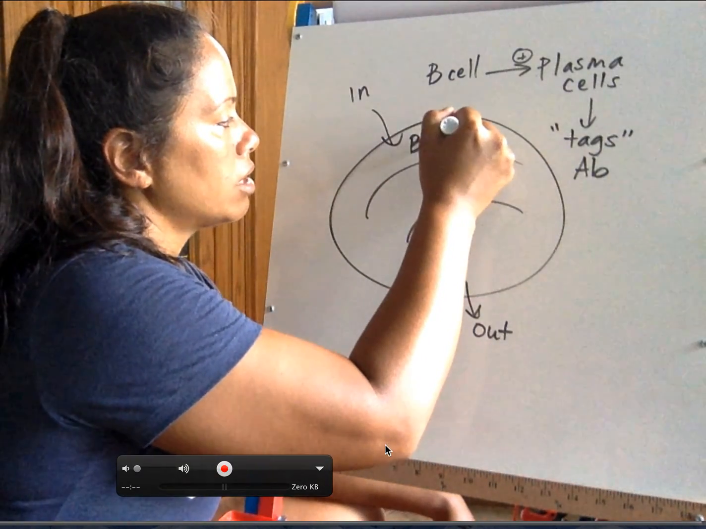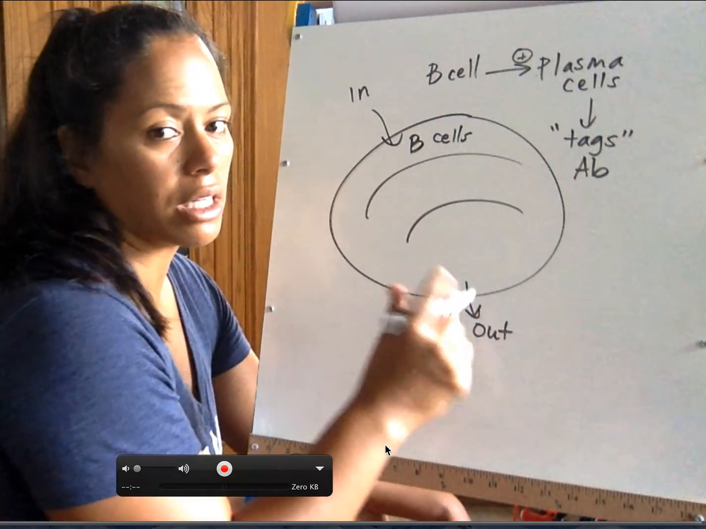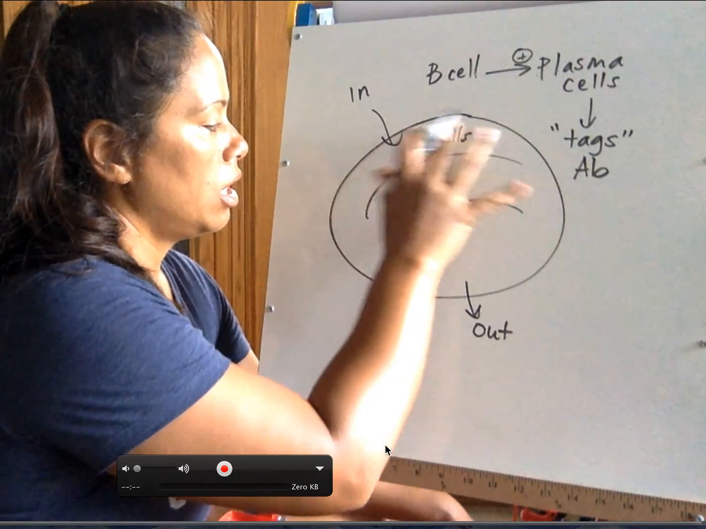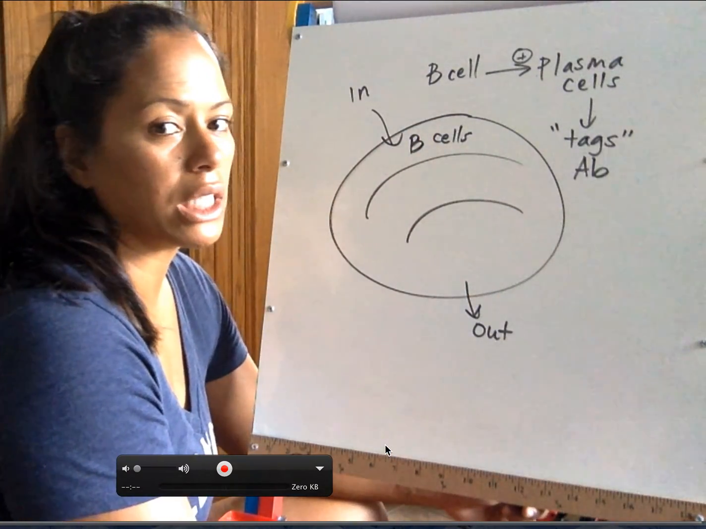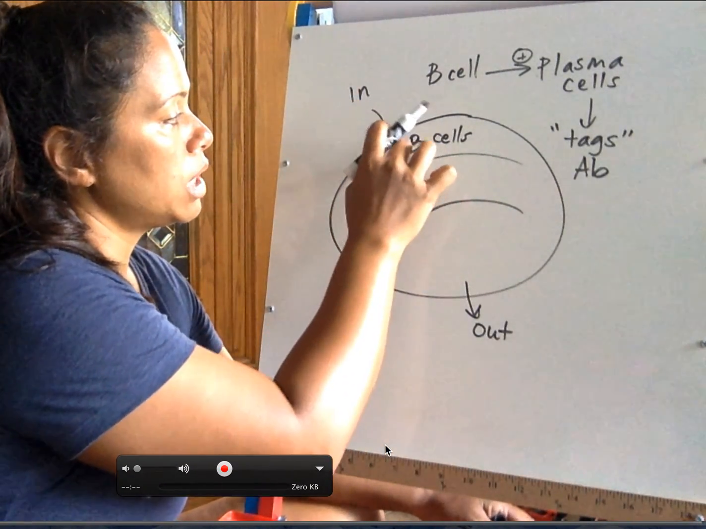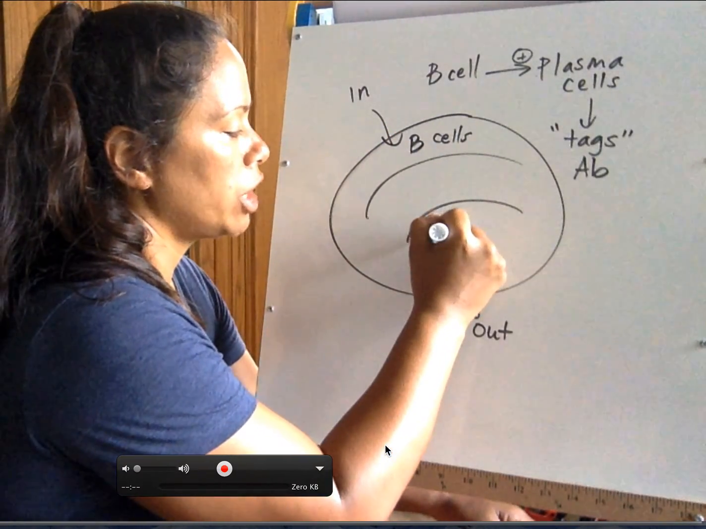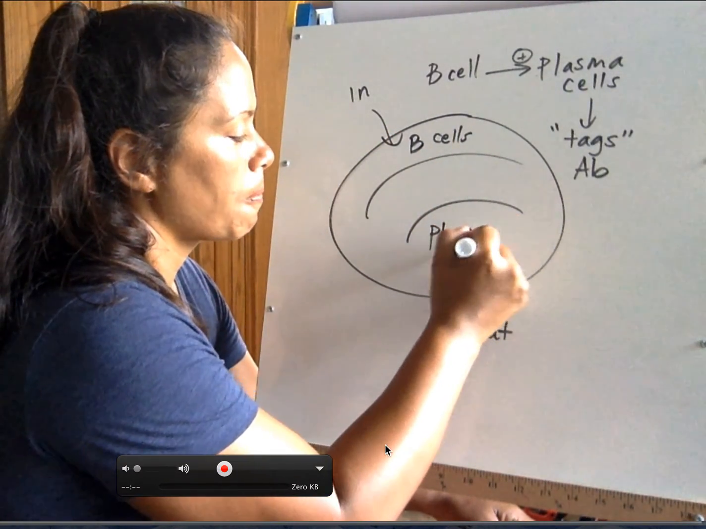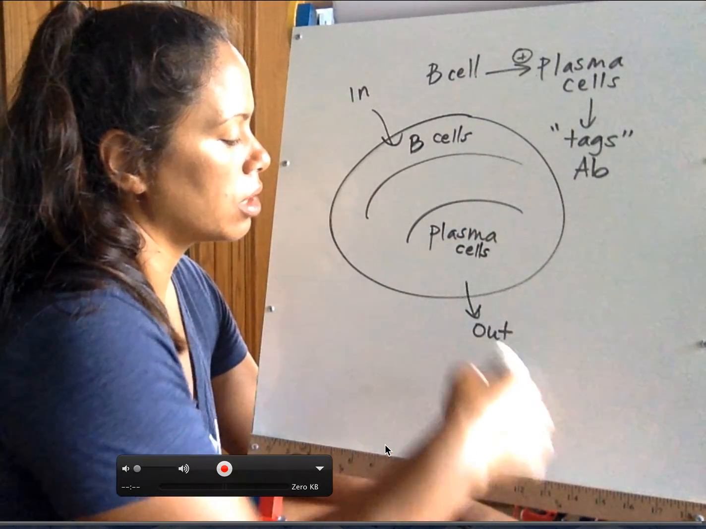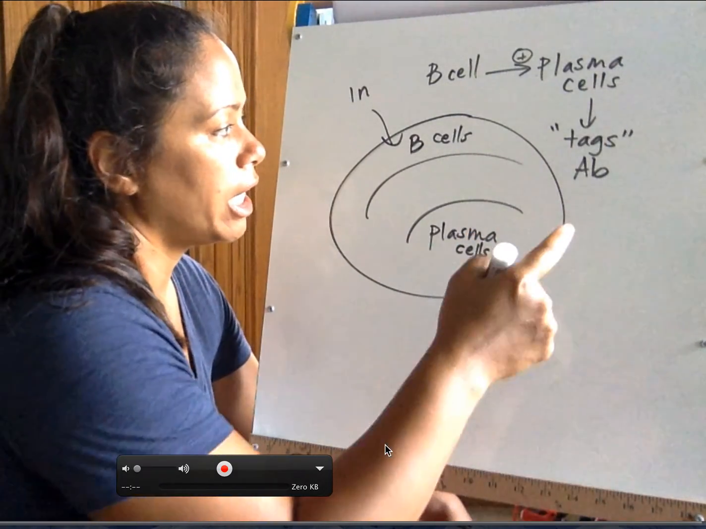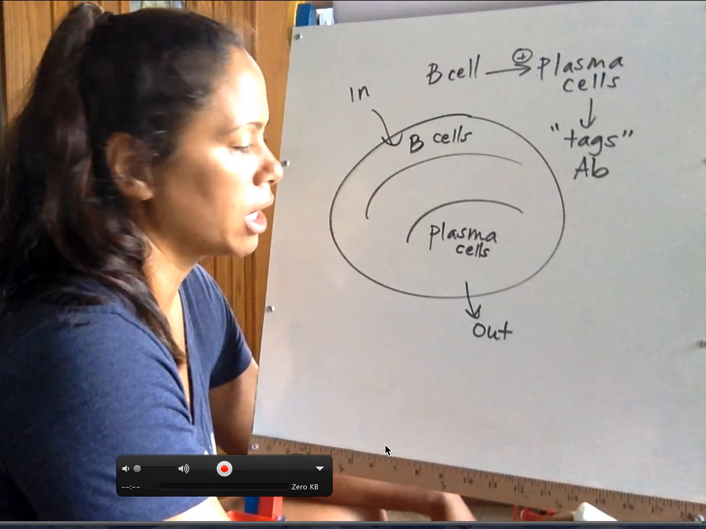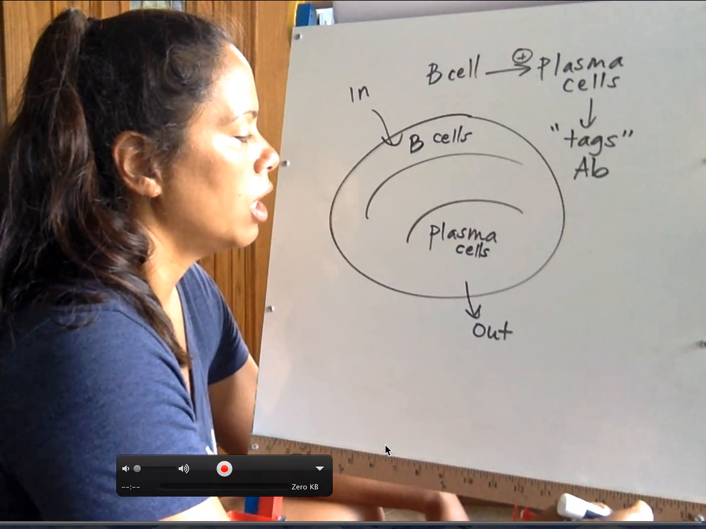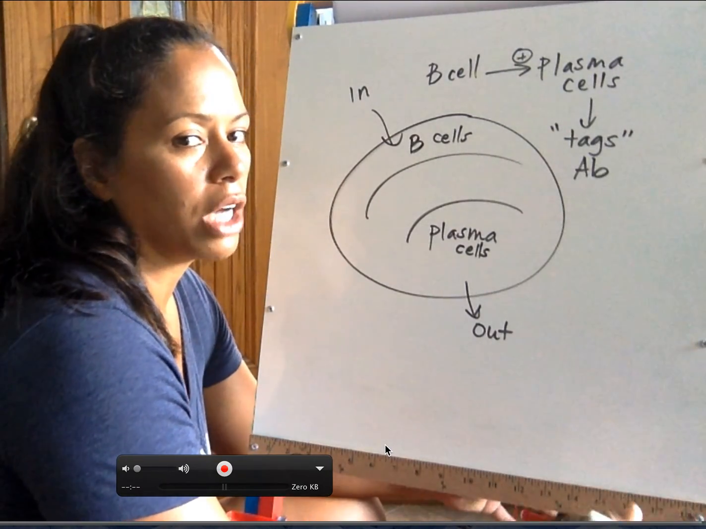So B cells on the outside, they are naive cells. That means they, at that point, have not recognized anything. If an invading foreigner comes in, they recognize it. They'll differentiate into what we call plasma cells. And then the plasma cells will come out and circulate throughout the blood and help to tag the structure so that you can recognize self from non-self, invader from non-invader.